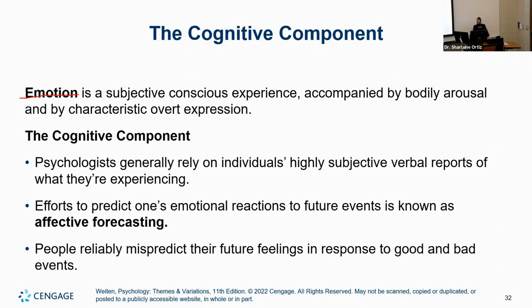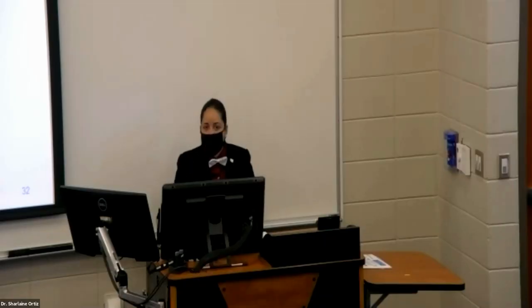What is an emotion? An emotion, first of all, is subjective. And when we hear the term subjective, I want you to think about the word subject, meaning that it's going to be different from one subject to the next. Look at that, I'm artistic. Notice that it is conscious. It is part of your conscious experience and it's going to be accompanied by some form of bodily arousal. It's going to come with some sort of expression in a physical sense.